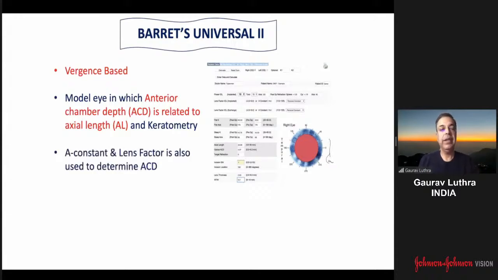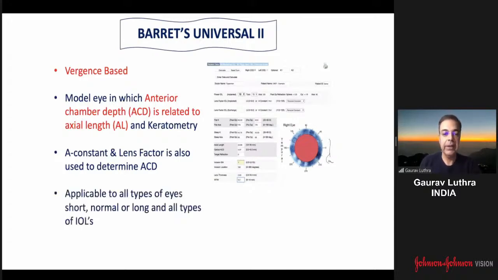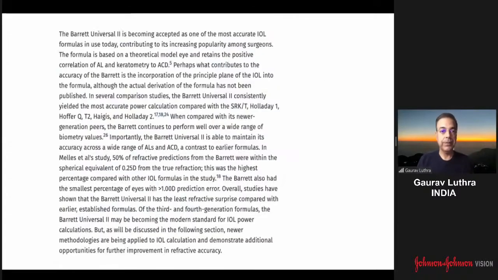And it takes into account the A constant and lens factor, which helps determine these formulas. And it frankly works really well for all kinds of eyes. And this has become a very integral part of the biometry of all optical biometers. And a huge number of people in India, at least, are using the Barrett's Universal 2, and they depend on this for the reason that it is integrated into their biometers to a large extent, and of course is available online as well. So again, this has been accepted as one of the most accurate IOL formulas today.